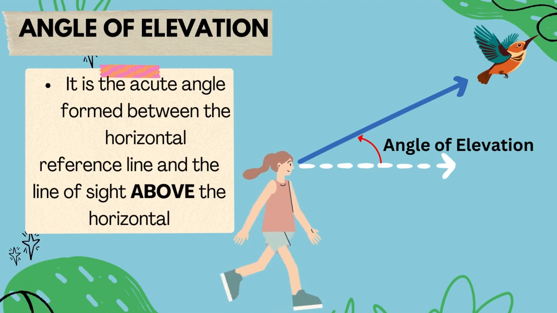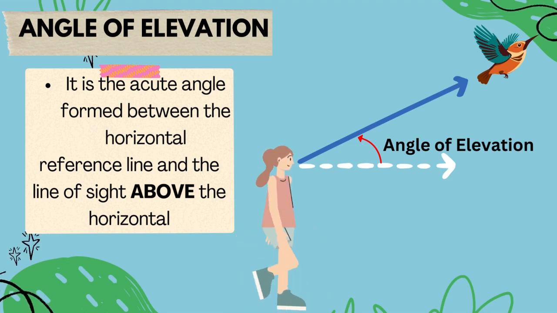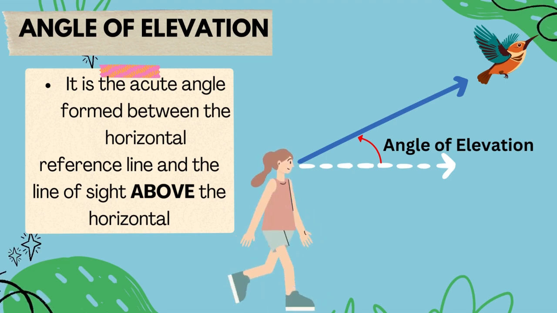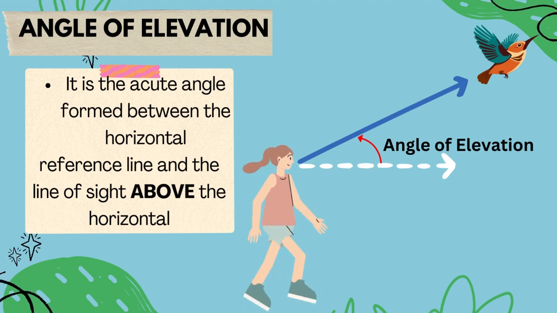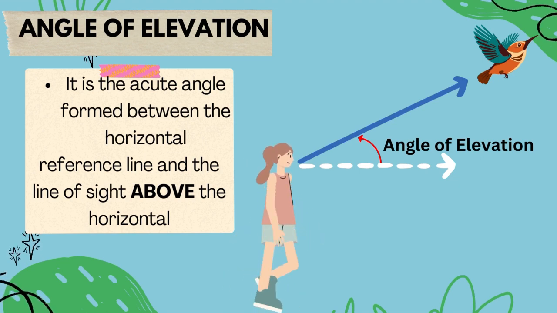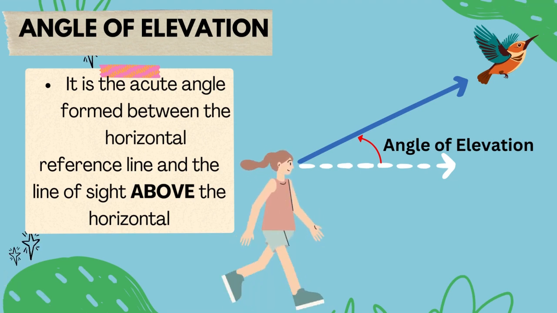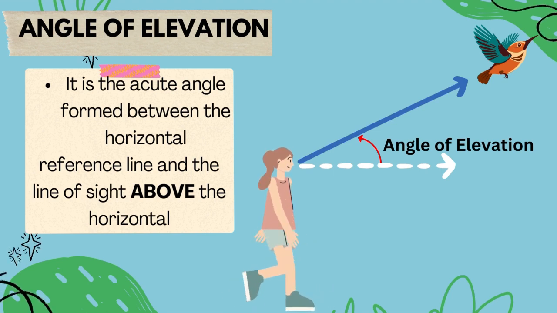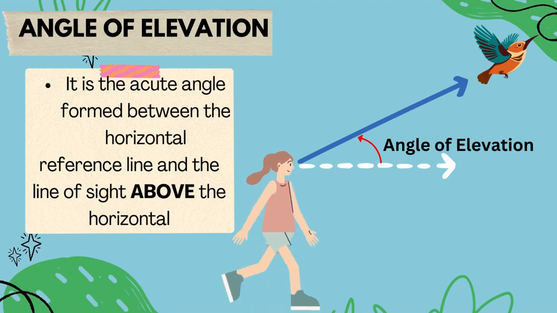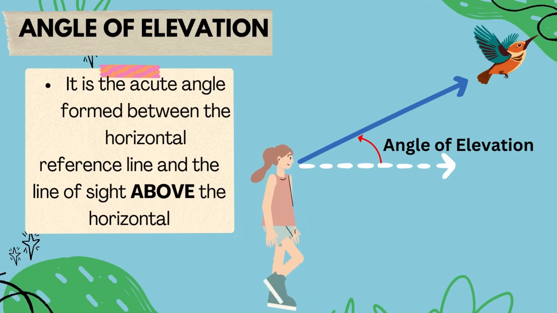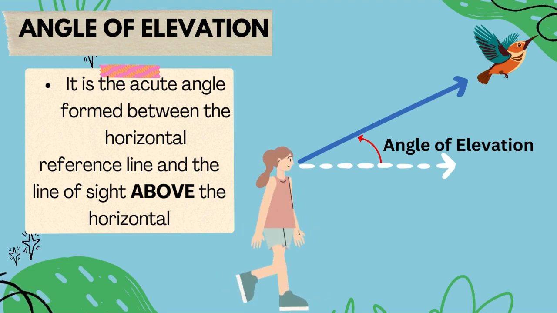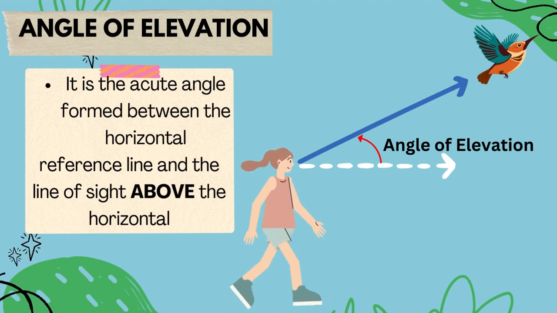Now, let us formally define what is angle of elevation. Angle of elevation is the acute angle formed between the horizontal line of sight and the line of sight above the horizontal. Suppose again this is our observer, we will draw a horizontal line of sight, which is represented by this broken line, and an object. If she looks up to the bird, it will produce a line of sight, and from the horizontal line to the line of sight, it will produce an angle of elevation.